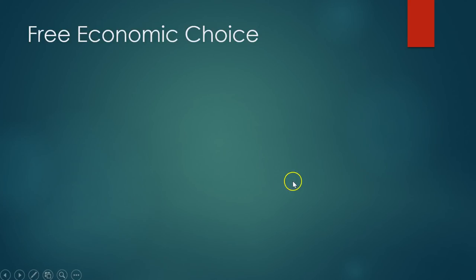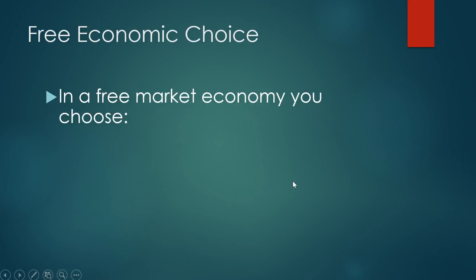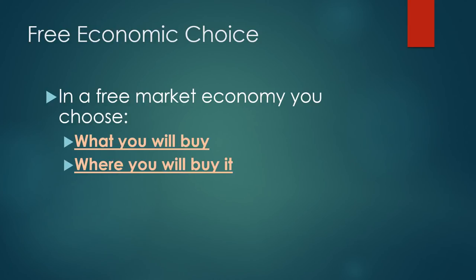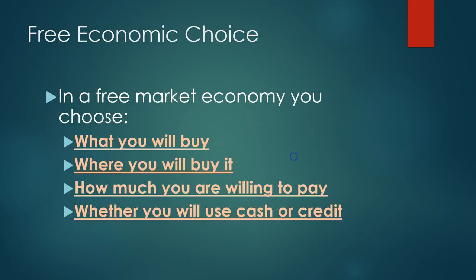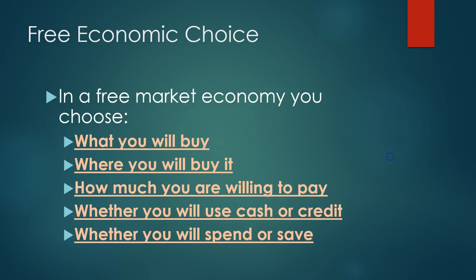Free economic choice. In a free market economy, you choose things such as what you will buy, where you will buy it, how much you are willing to pay, whether you will use cash or credit as well, and whether you will spend or save. So that's the beauty of having that free market economy. You get to make these decisions.